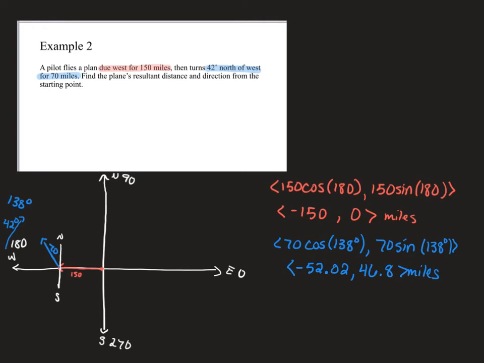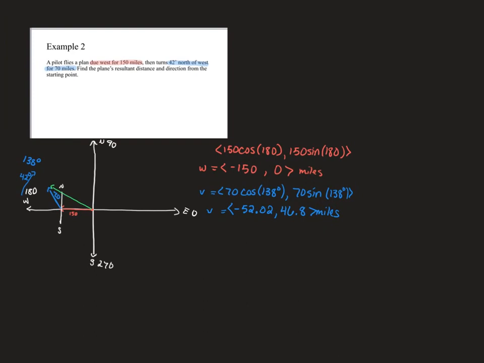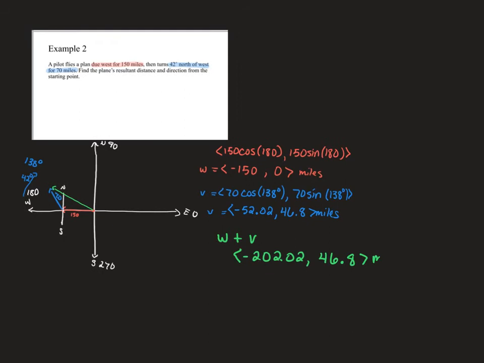Okay, and they want us to find the plane's resultant distance and direction from the starting point. So we want to take these two vectors and combine them into a new vector. So let's call our first vector W. We'll call our second vector V. And what we're going to find is our two combined vectors. So we're going to combine our two vectors to find this total motion. So we're going to take our W vector plus our V vector. If you remember from our last video about adding vectors, you just add the two x components and you add the two y components together, and that will get you a brand new vector. Okay, so once you have your combined vector, this is the new vector that represents this total combined motion, from the original starting place of the plane to its new location.